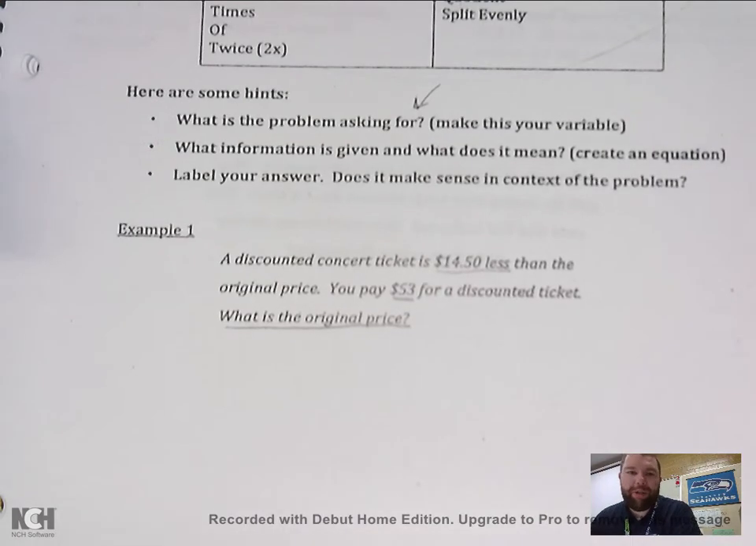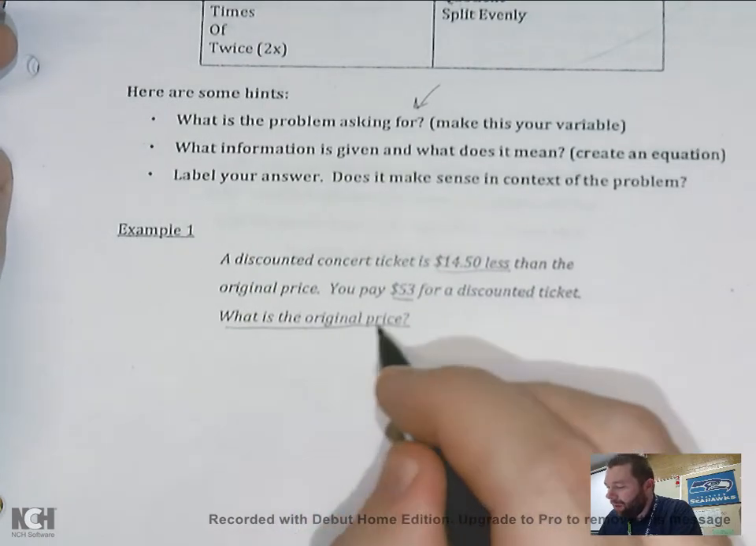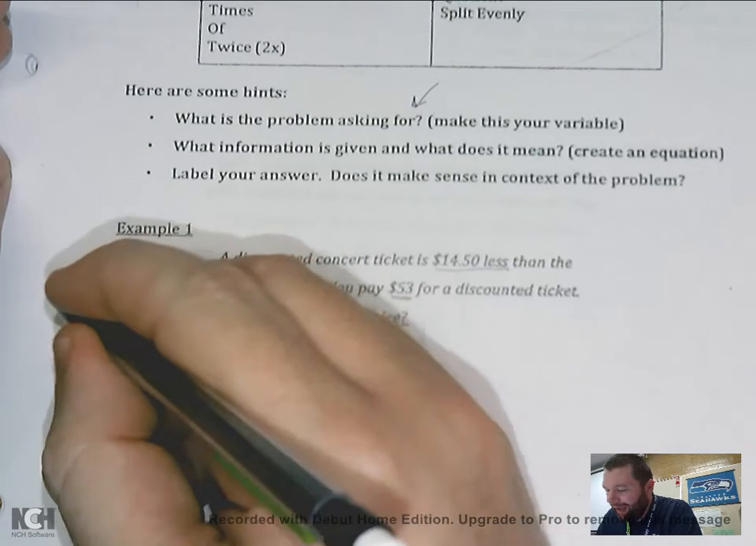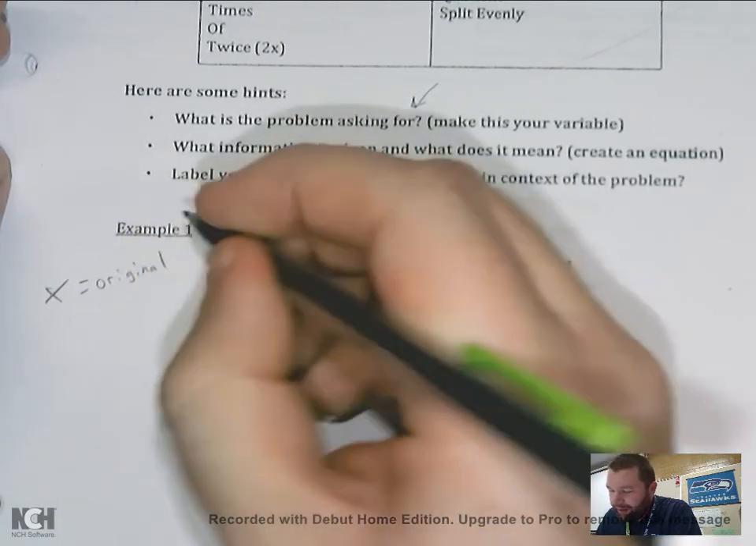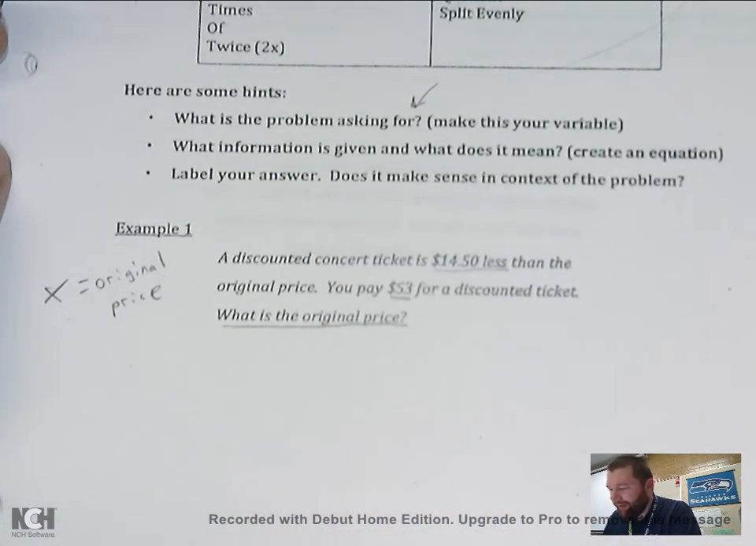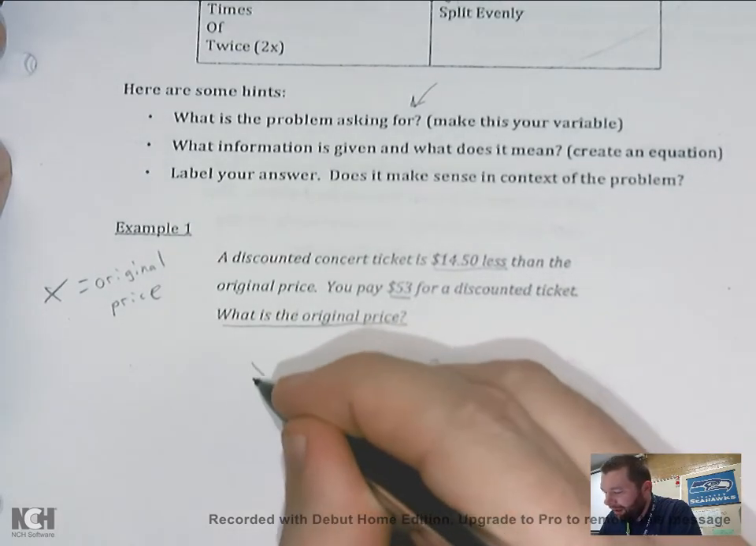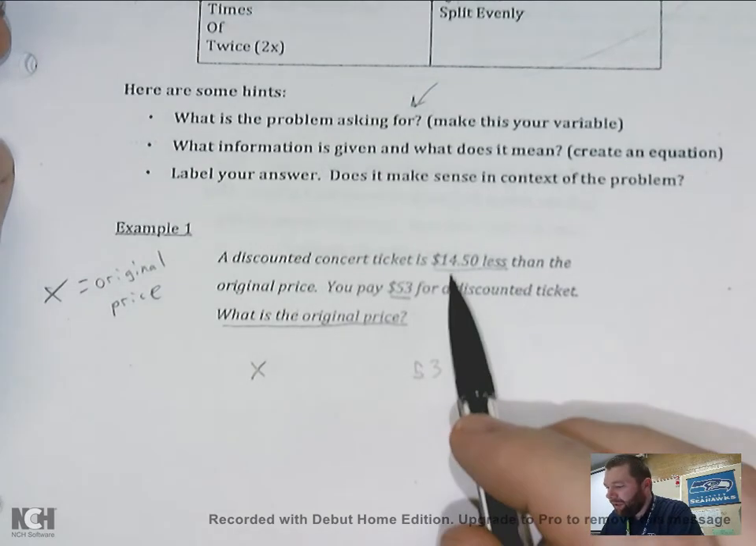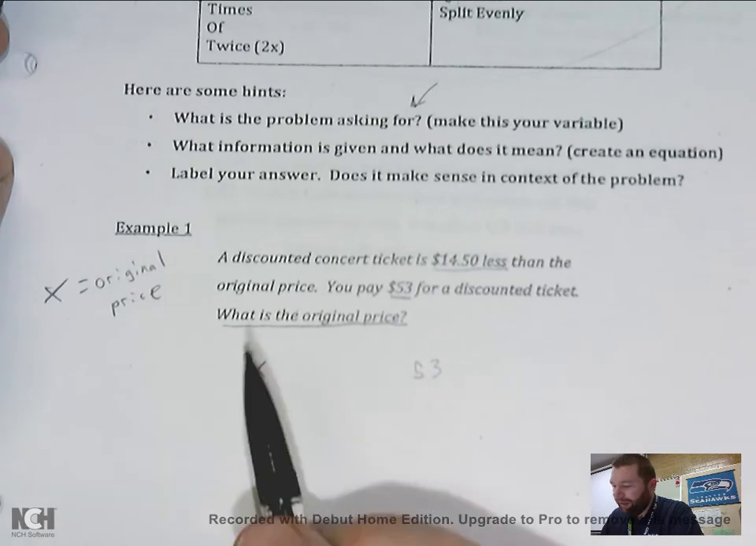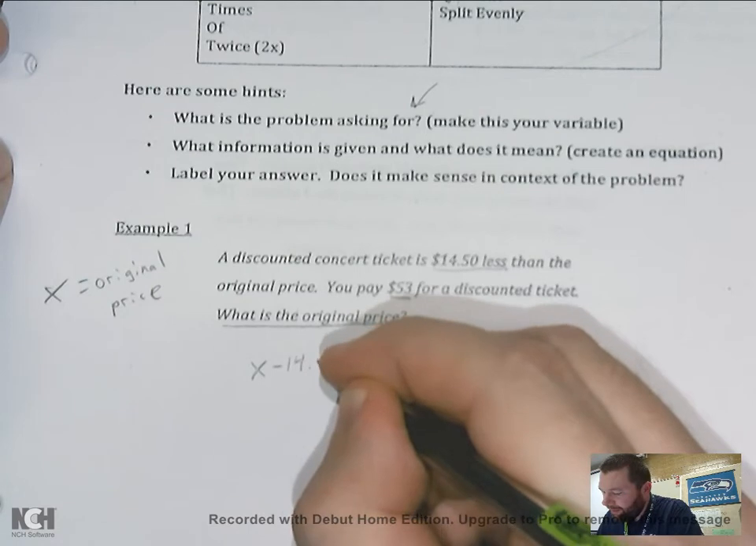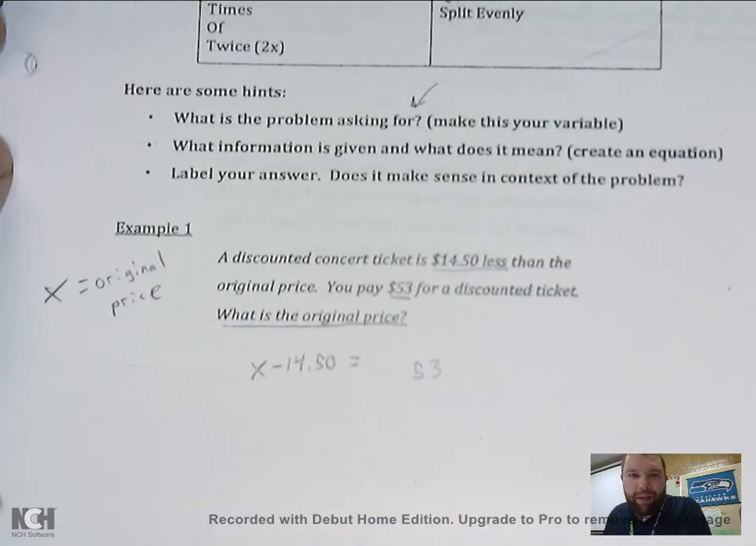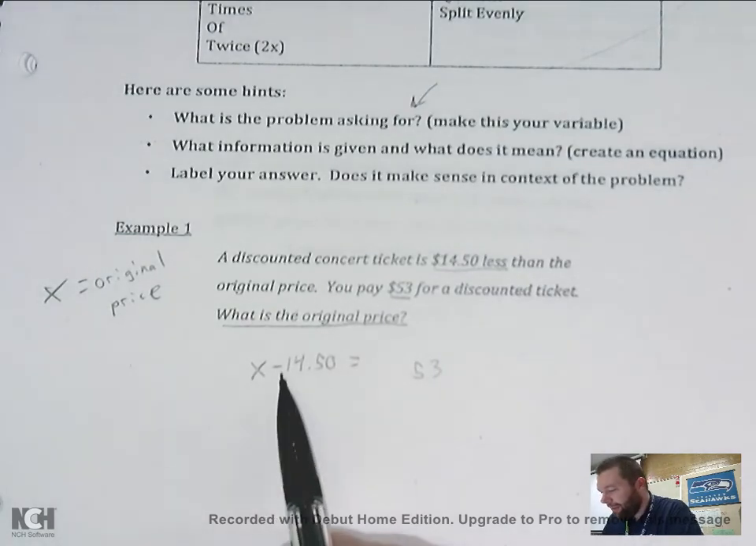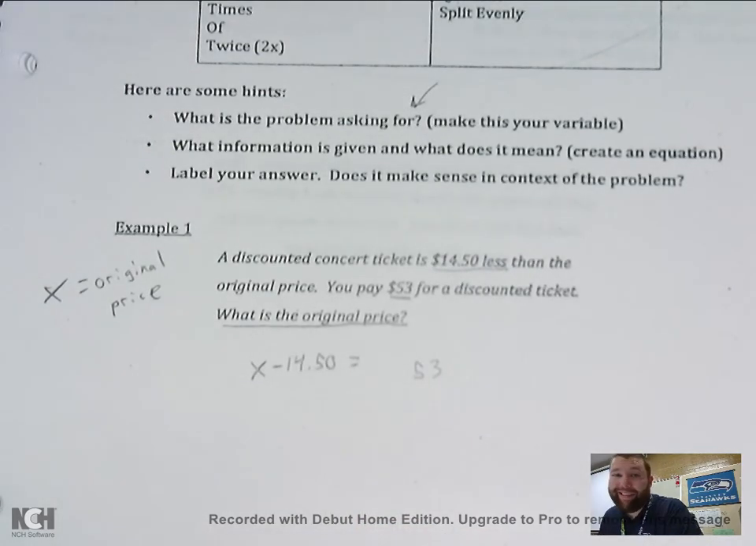So first thing I'm going to do is show you guys how to create the equation. Now, I know that it is looking for the original price. That's my variable. I'm just going to use X as my original price. What do I know about the original price? Well, I don't know it, right? But the discounted ticket is equal to $53. So I know I spent $53, and I know that the discounted ticket is $14.50 less than the original. So if I take the original price and subtract $14.50, it should equal the discounted ticket. So that is the problem that I set up. That's the equation, right? Original ticket price minus the discount equals the discounted ticket price. It's pretty complicated, I know.